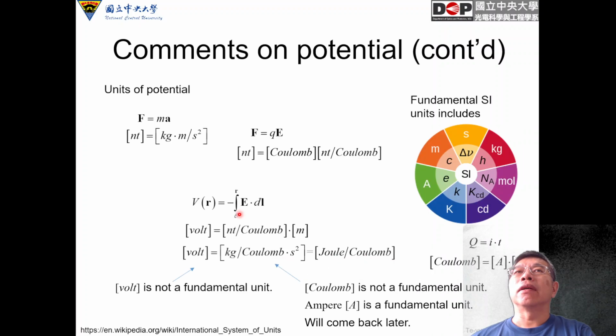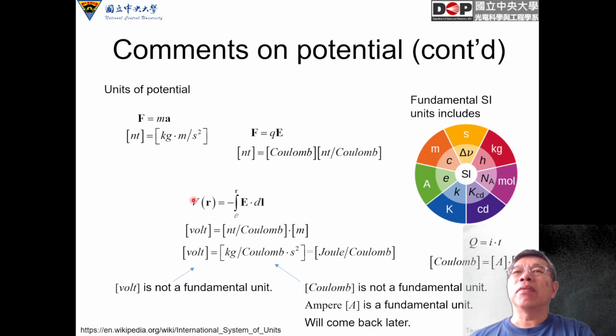That's it. Okay, so now about the units. The force is something we are familiar with. Force is in units of Newton, mass is kilogram, and acceleration is meter divided by time squared. The force equals the charge times the electric field. So Newton equals Coulomb, which is the unit of charge, times the electric field, which is Newton per Coulomb. Okay, that's fine. Usually we say the potential is in units of volt.